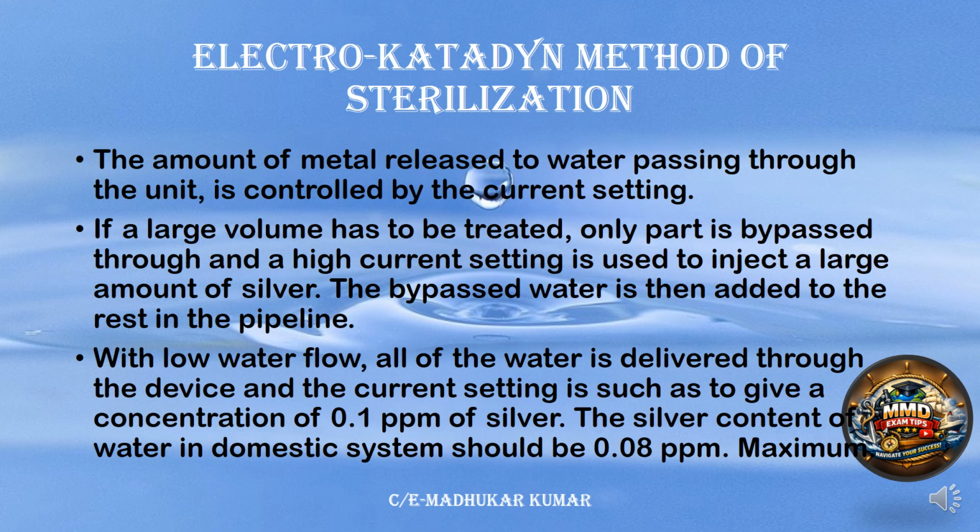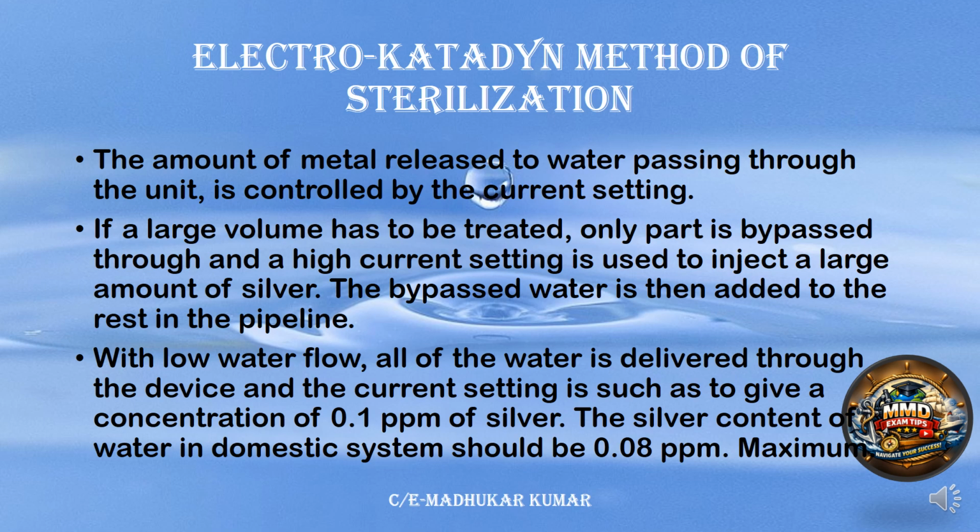Okay, so is the amount of metal released into the water harmful? This is something to consider: how much silver ion will be released. That is controlled by the current. Only part of the large volume is being bypassed. The amount of silver ions is controlled by the current: the more current we supply, the more silver ions will be produced.